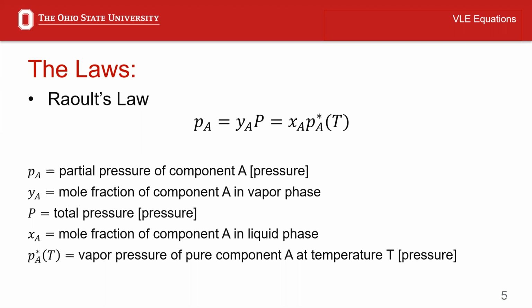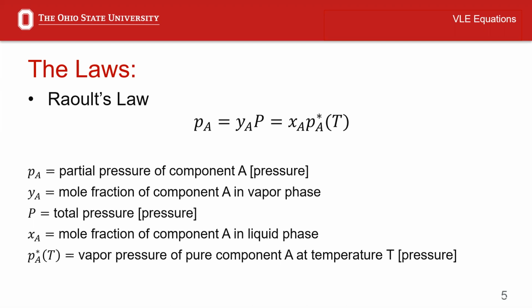Moving on to the other VLE law, we see that Raoult's law is very similar to Henry's law. Most of the variables are the same as in Henry's law, except instead of Henry's constant here, we use the vapor pressure of pure component A at temperature T. I do want to stress that even though the equations look almost the exact same, the Henry's law constant is not the same as P star.